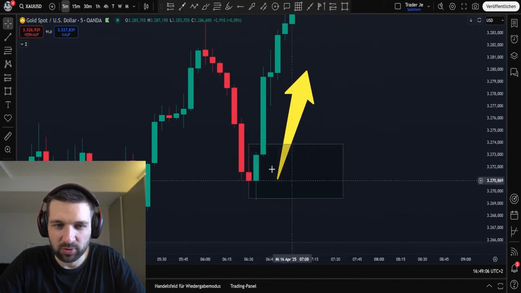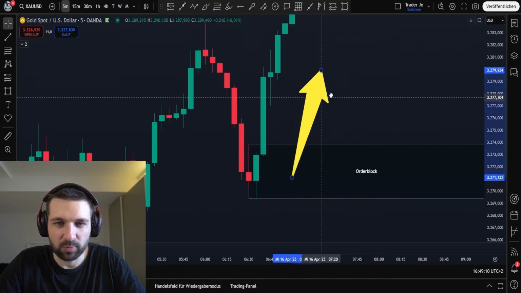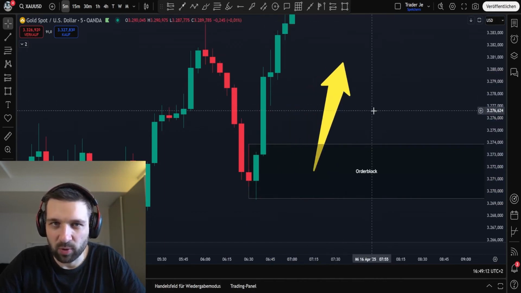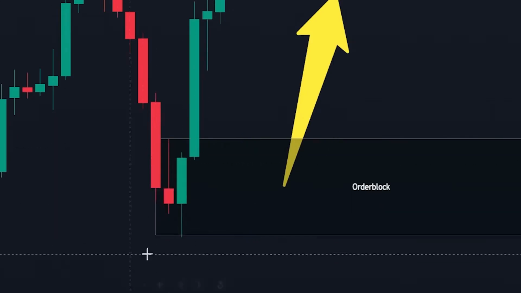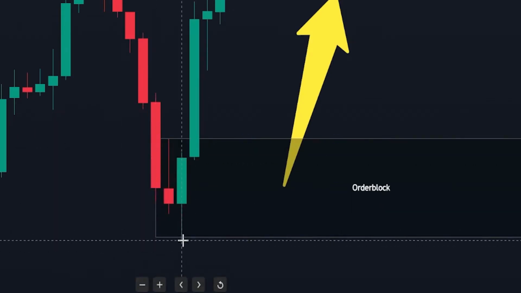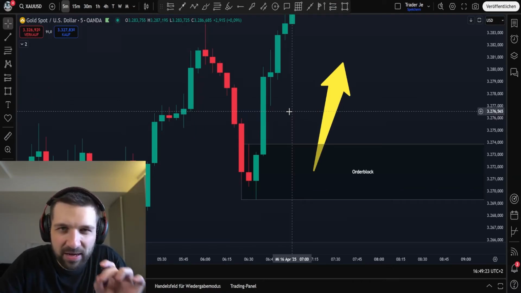So let's quickly mark it on the chart. This is what it looks like. I'll just define this as an order block for now. So there we already have an order block. How did I draw it? Pretty simple. I just took the candle before it, plus the wick down here. So basically I'm taking this entire area. It doesn't always have to be exactly that one candle.